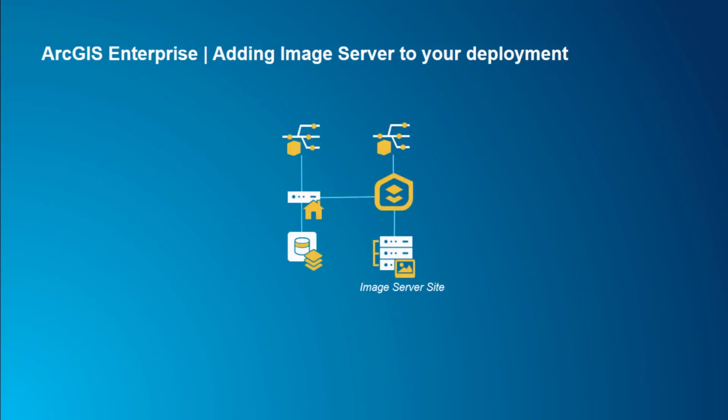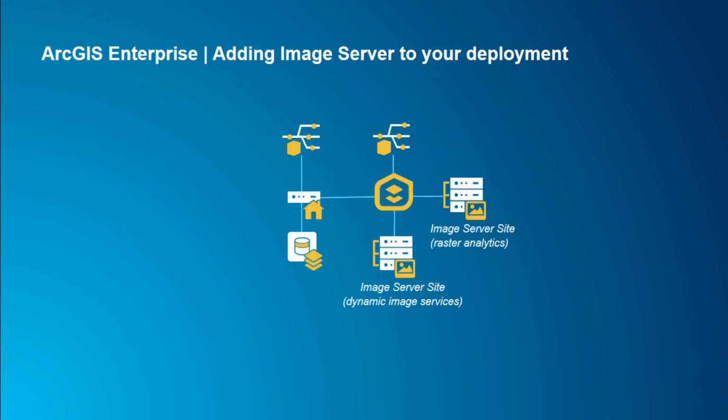The simplest option is, of course, to just have a single site. You have all the components of the base deployment from before, your web adapters, your hosting server with a little house icon, portal, the data stores. And now we've simply added one more ArcGIS server site, a logical entity for those different image servers.